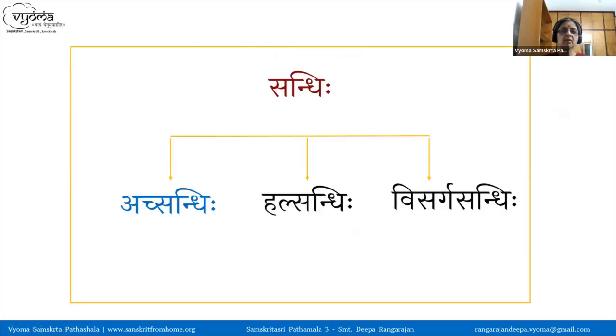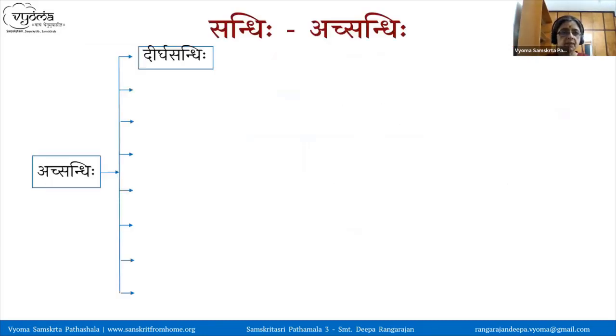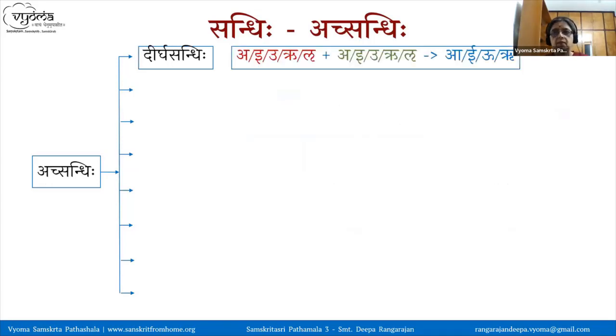So the sandhis we saw are of three types: Ach Sandhi, Hal Sandhi, and Visarga Sandhi. We have completed most of the Ach Sandhis. The types are Savarna Dirgha Sandhi or just Dirgha Sandhi, where A, I, U, R, L, or their Dirgha forms, when they combine with a Savarna letter, that is the same set of letters, then the Dirgha replaces the first and the second letters.